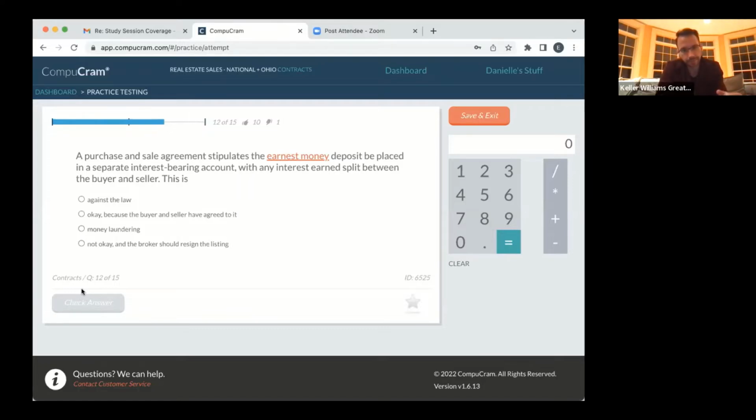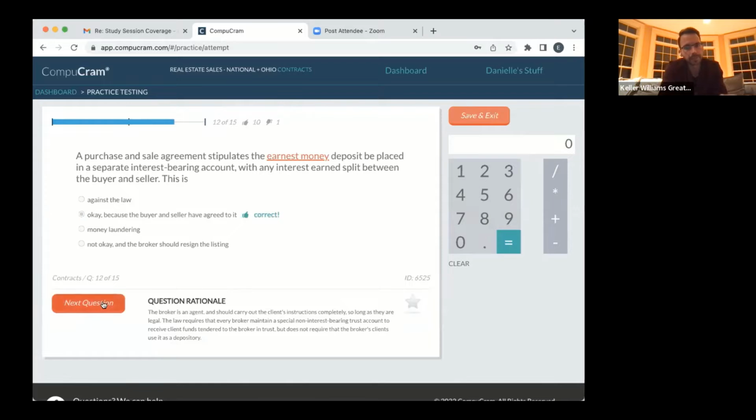A. Not okay. B. Okay, because the buyer and seller agreed to it. C. Money laundering. Or D. Not okay, because the broker should re-sign the listing. B is the correct answer. Looks like we all got that.